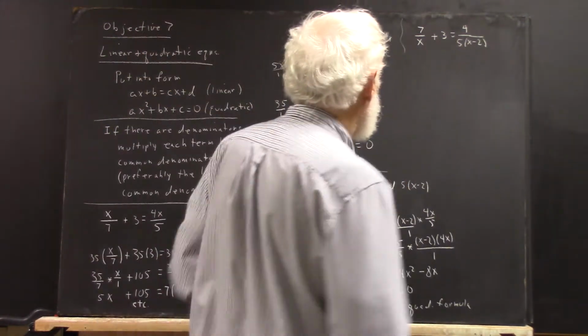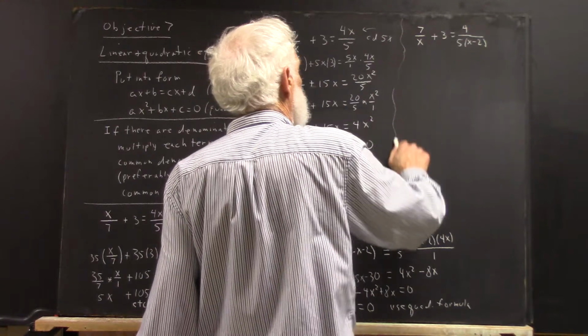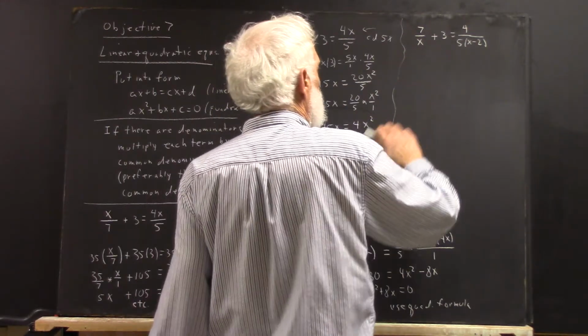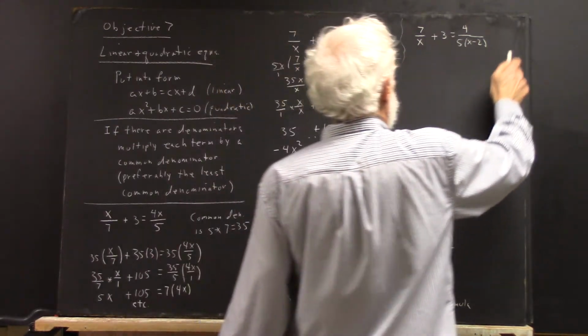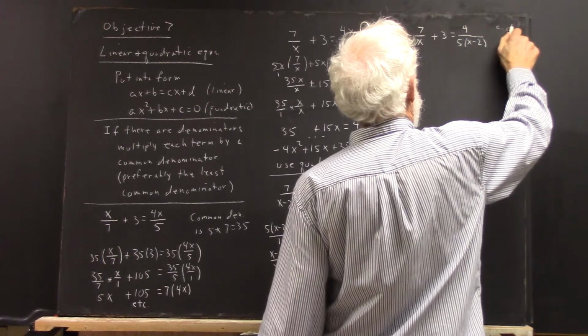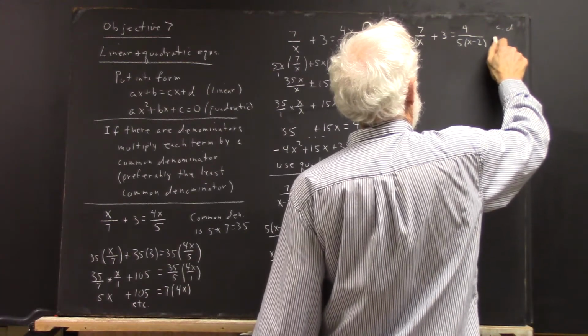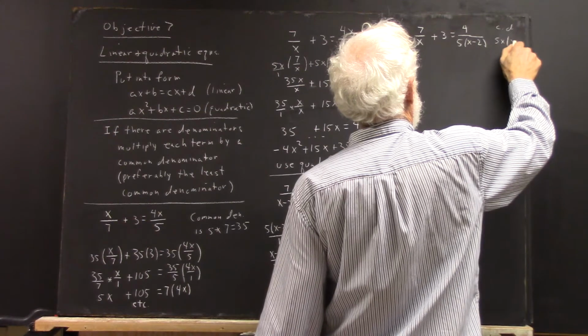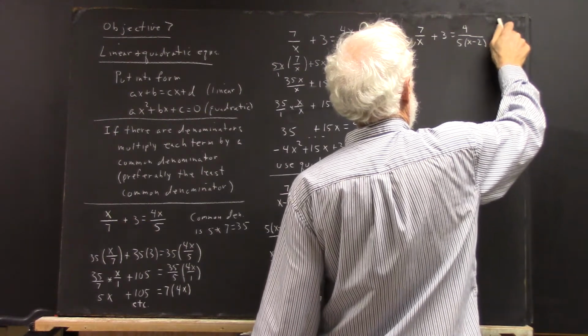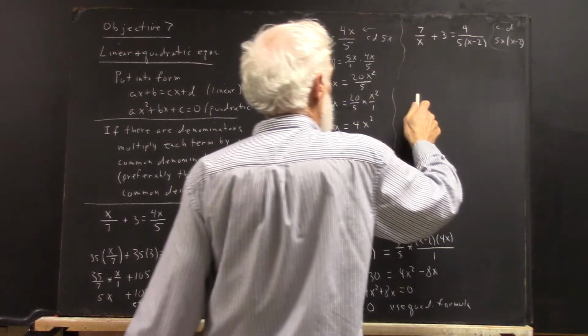Okay, one more equation. Here our common denominator is 5x times x minus 2.